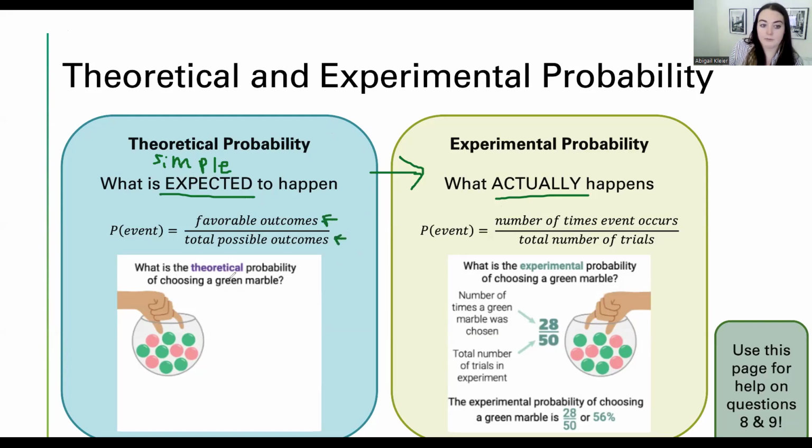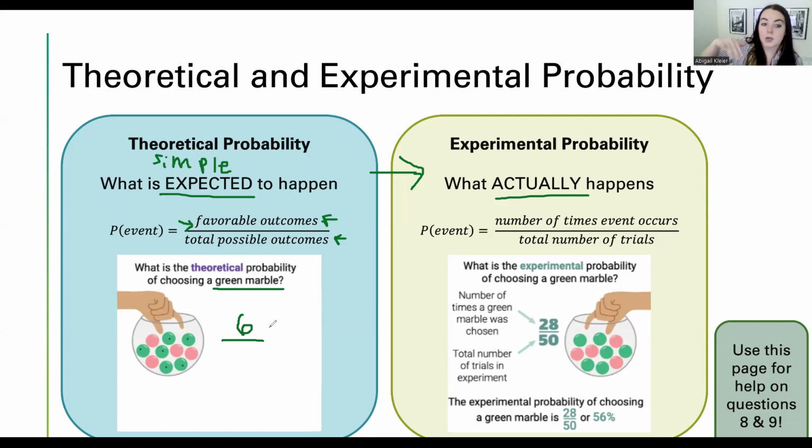So we can go ahead and find the theoretical probability of this given situation. What is the theoretical probability of choosing a green marble? So in this case, green marble is our favorable outcome. So how many of these marbles are green? 1, 2, 3, 4, 5, 6. So 6 is going to be our numerator. Again, looking at that formula, the favorable outcomes. Because they're asking for green marbles, 6 of these marbles are green.